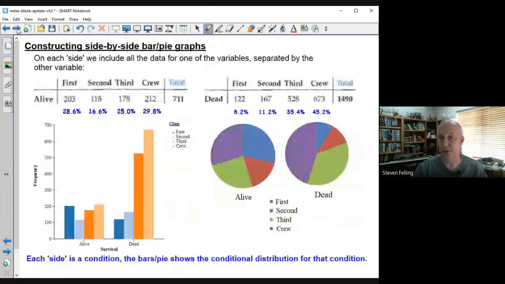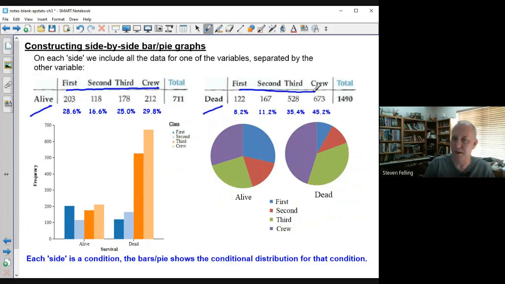Okay, so to construct those sorts of things, we would take typically conditional variables, like maybe the condition alive and condition dead, look at the conditional distribution across the other variable, and then plot those things, like for the alive category, the frequency in first class, second class, third class, crew, and for the dead category, first class, second class, third class, crew, right? Or it could be done with pie charts the same way, a pie chart for the alive conditional distribution and a pie chart for the dead conditional distribution.